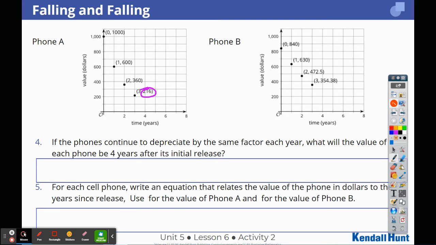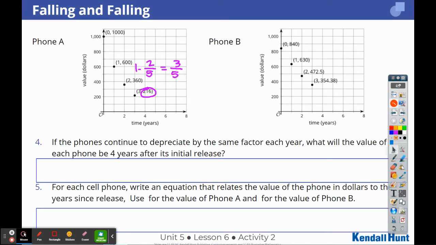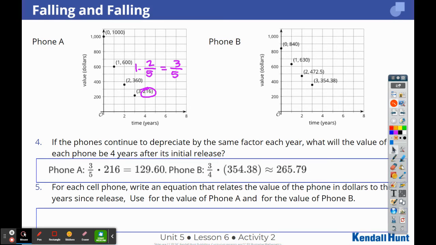Or if we want to know how much is left without having to subtract it from that original amount again, we can just multiply by the fraction that's left. So if we're depreciating by 2/5 each time, and we want to know how much is left, we can just multiply by the difference. So 1 minus 2/5 would give us 3/5. So instead of multiplying and subtracting, we can just multiply that factor by what's remaining and get our answer. So 3/5 times 216 is going to give us 129.60.